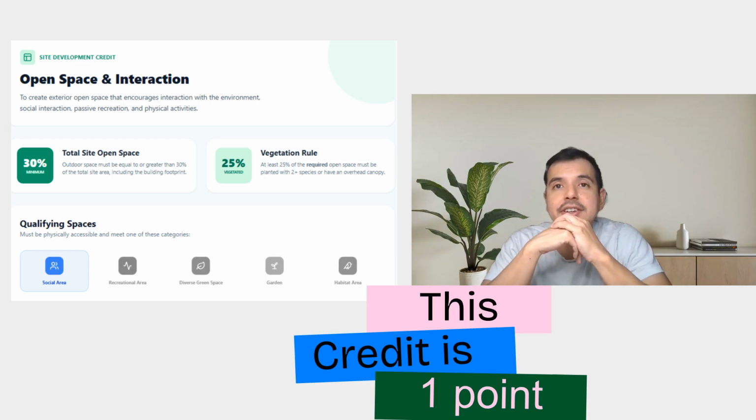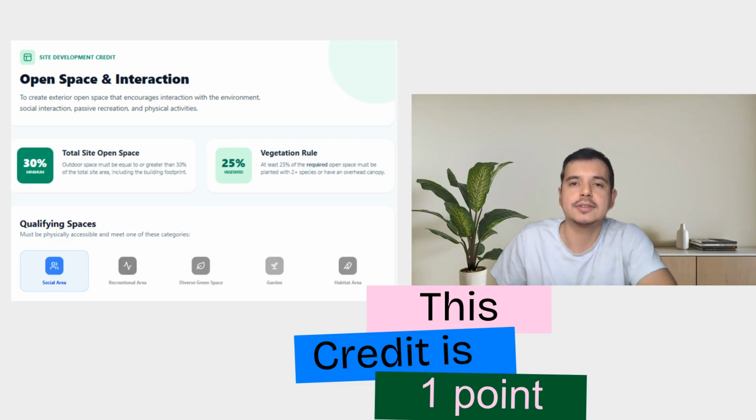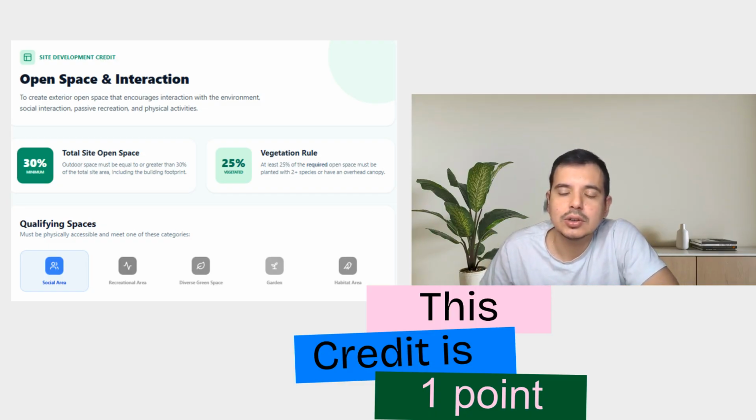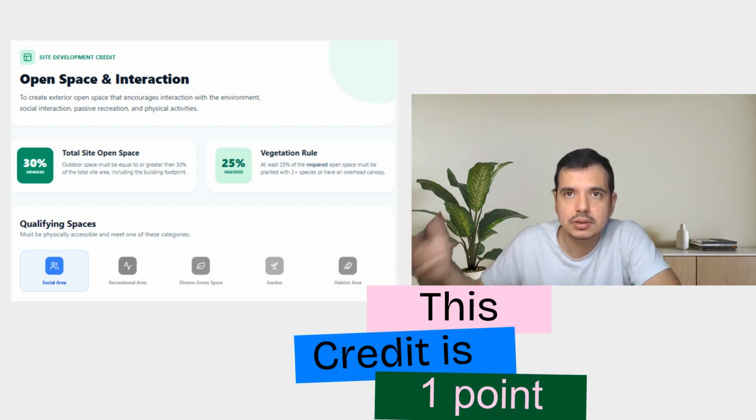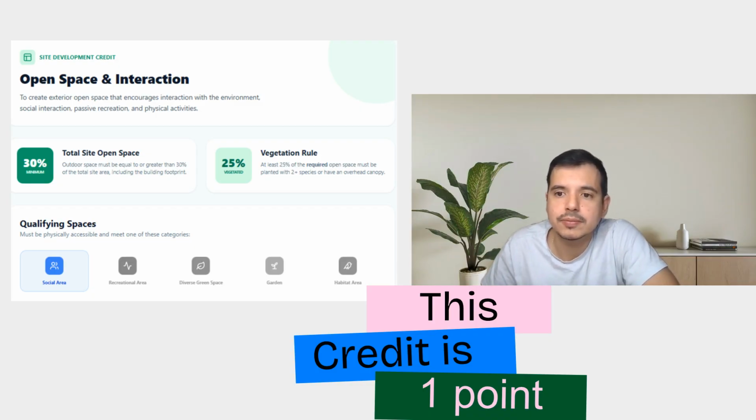So, the next credit is open space and interaction. For that one, you're going to need at least 30% of the total area of the site to be outdoor space. Good news, you can use your roof, even though you don't have enough space beside the constructed area of your building. You can just use your roof.